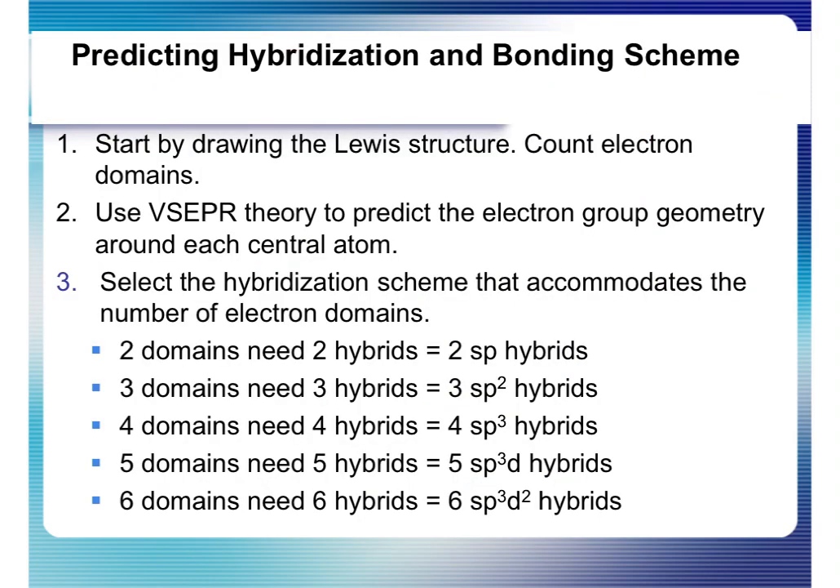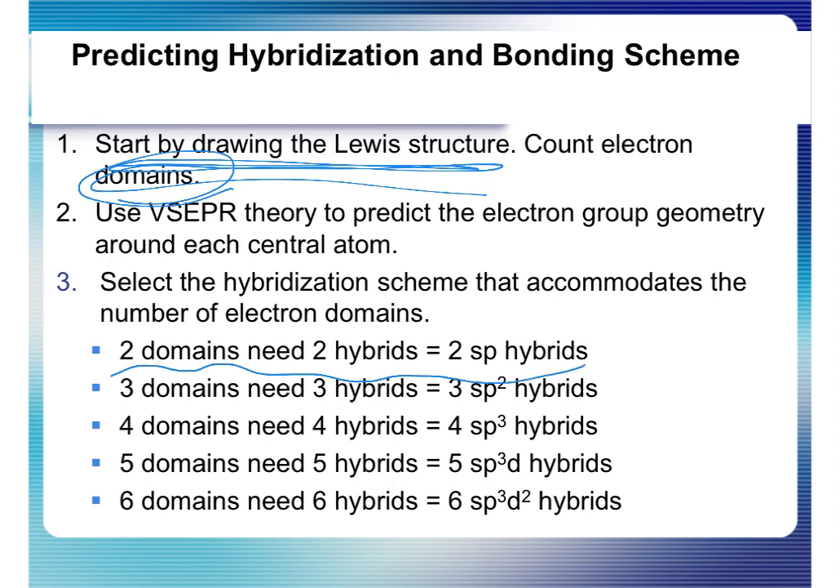Alrighty, so if you are asked to predict hybridization, this is the thought process or the steps you need to go through. Always, always, always start by drawing a Lewis structure. Then count your electron domains. And then hopefully you've memorized the chart on the previous slide so that you know what the hybridization is going to be. And here it is in list form again. 2 domains sp, 3 domains sp2.